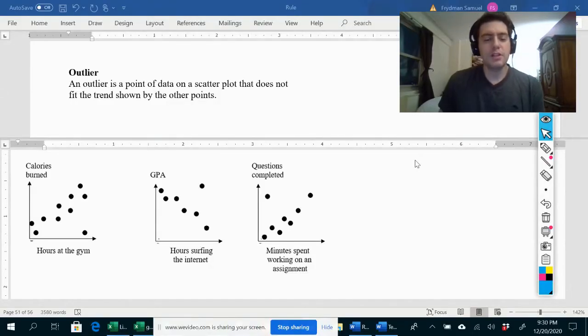Hi everybody, let's go over some scatterplot vocabulary. Actually, you've heard me use some of these words in previous videos, so you might be familiar with some of the words that I'm going to talk about already. The first word is outlier.